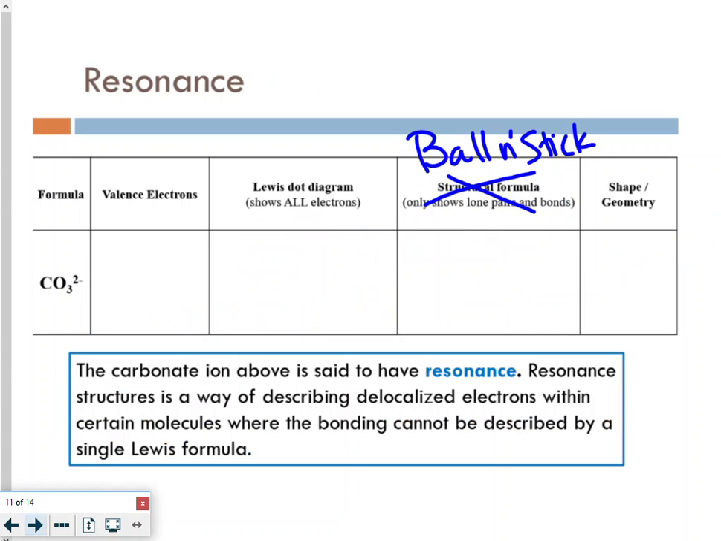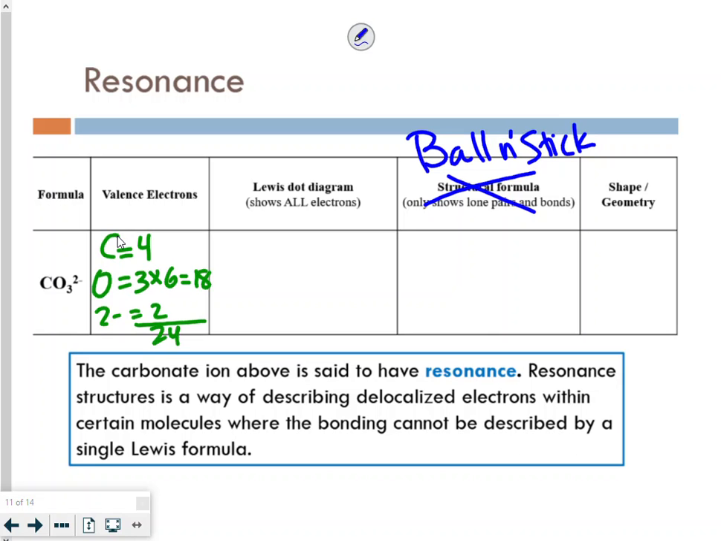Let's look at carbonate. Carbonate, when you draw it, let's go ahead and calculate it. Carbon brings in how many valence electrons? 4. The oxygens, 3 times what? 6, that's 18, good. 6 valence electrons for each oxygen. The -2 gives us 2 more, so we add that in. So we have a total of 24 electrons to work with.